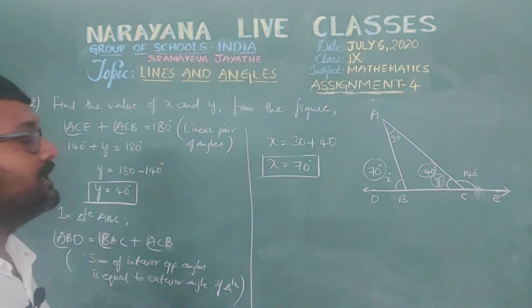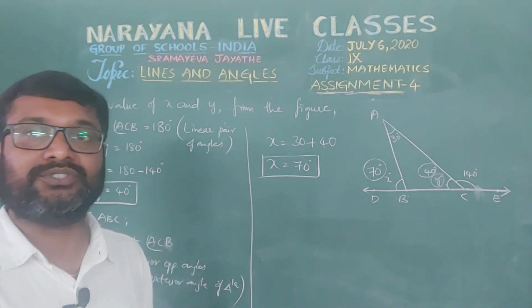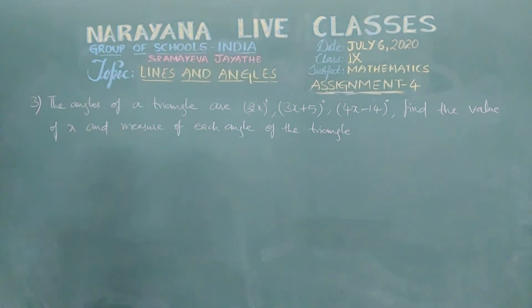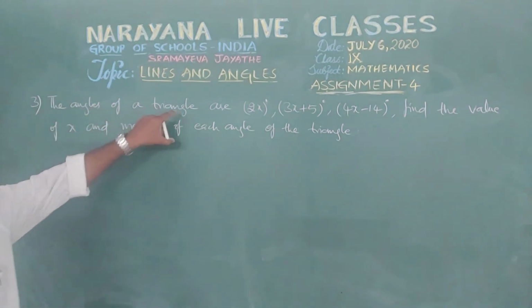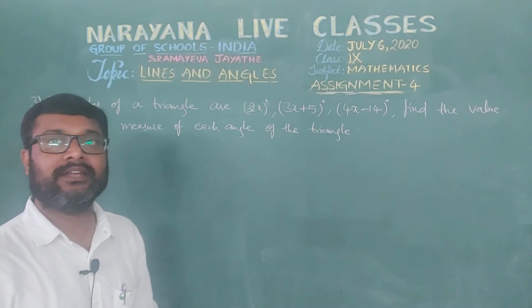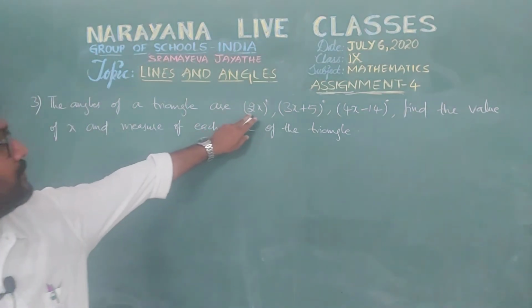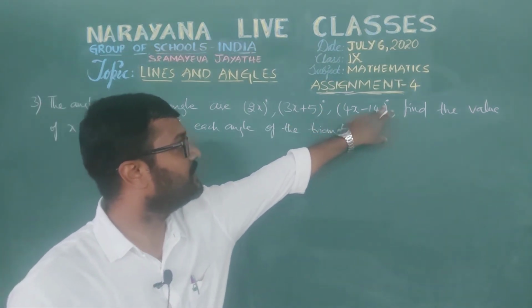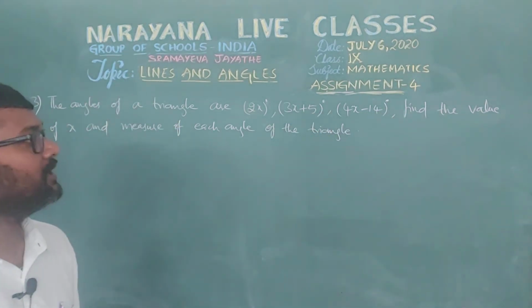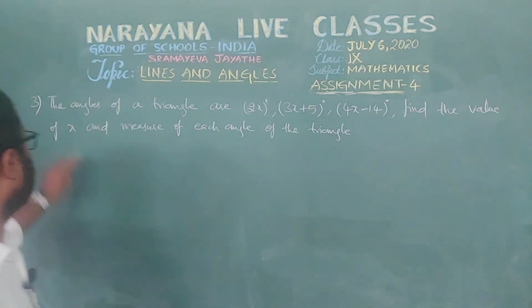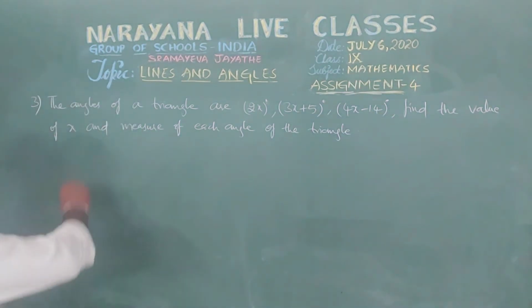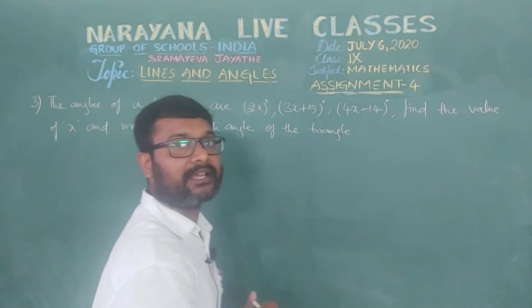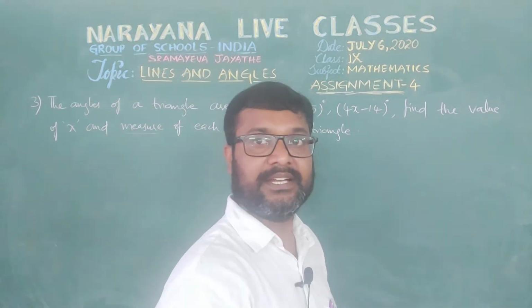Now let's see the third and fourth question. Third question. Children, let's see the third question here. The angles of a triangle are 2x degrees, 3x plus 5 degrees, and 4x minus 14 degrees. Find the value of x. We need to find the value of x and the measure of each angle of the triangle.